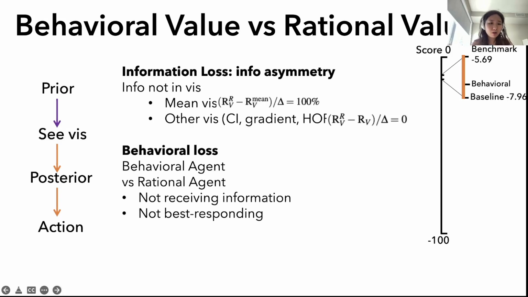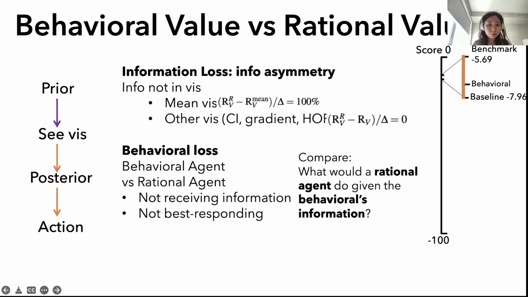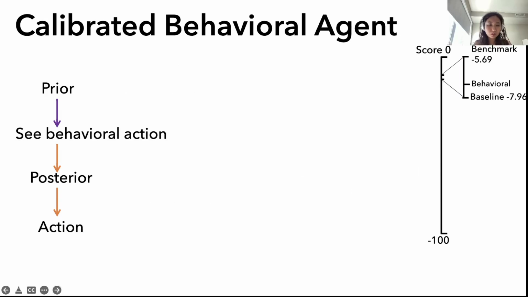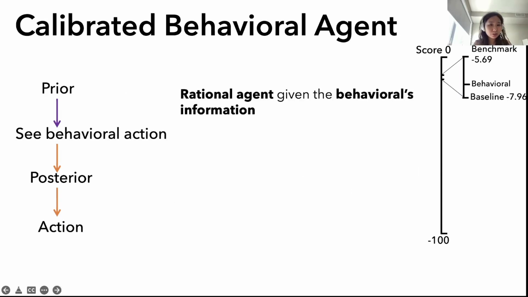If we compare a behavioral agent to a rational agent, we know they may not receive perfect information in the visualization, and also they are not best responding to their information. So we quantify the losses induced by these two reasons by asking the following question: what would a rational agent do given the behavioral agent's information? We define a calibrated behavioral agent, who is a rational agent given the behavioral agent's information.